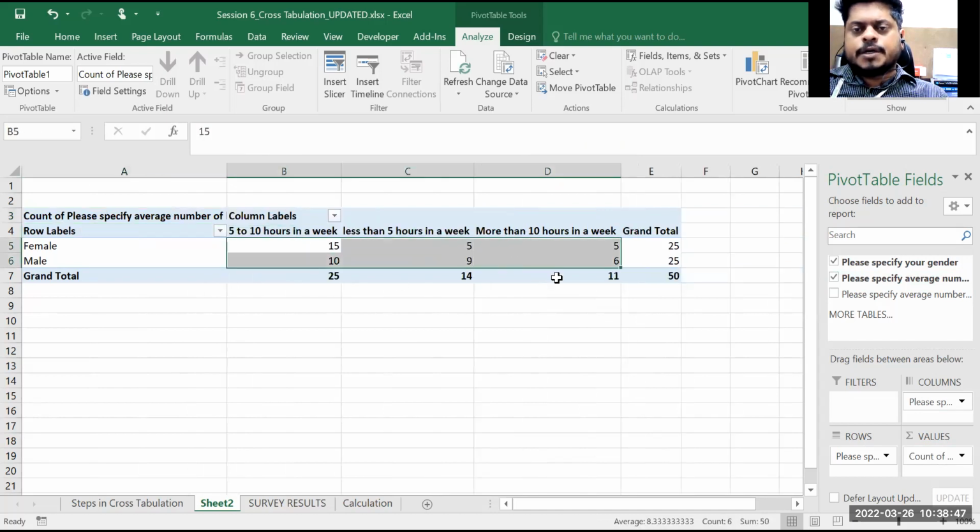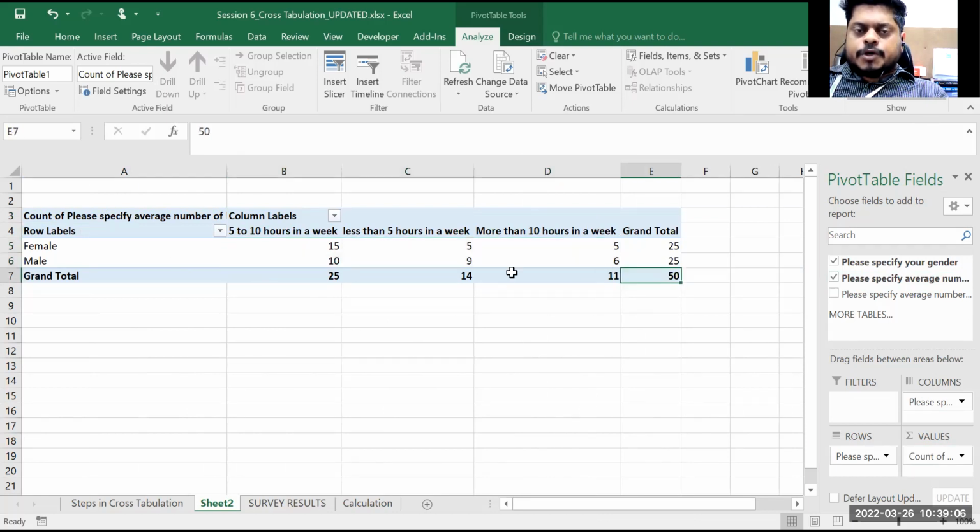So this is nothing but a cross tabulation, right? We have not done the statistics calculation, but this itself is cross tabulation. I'm putting two variables, one variable in rows, one variable in columns, right? That is nothing but a cross tabulation, a row-column tabulation. So I have a total of 50 respondents.